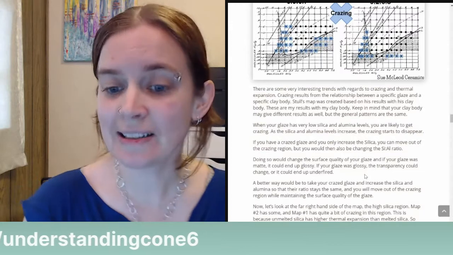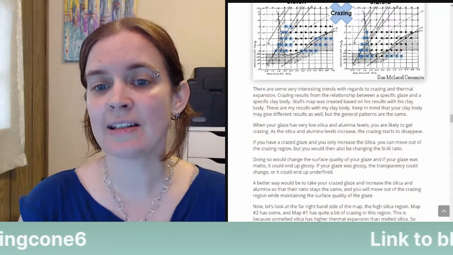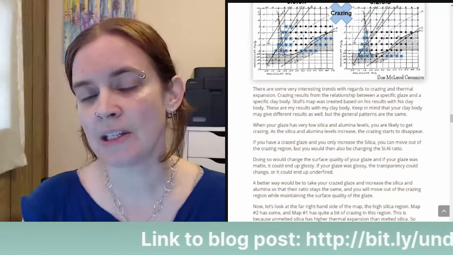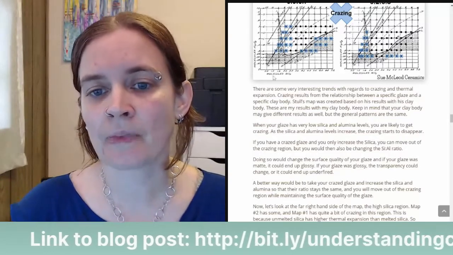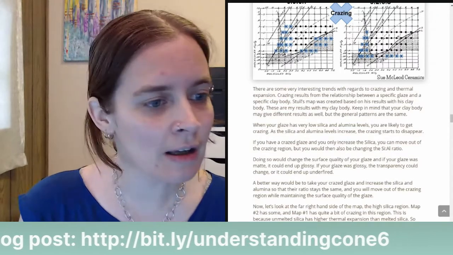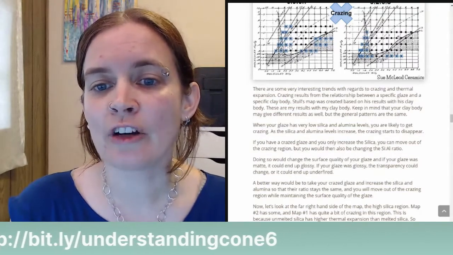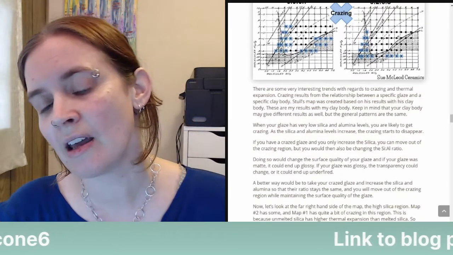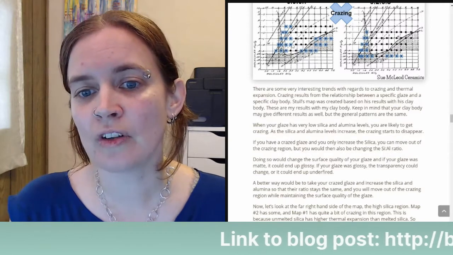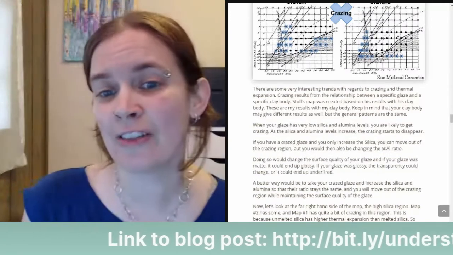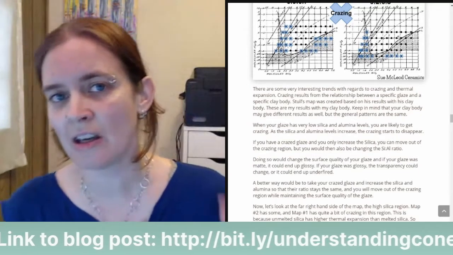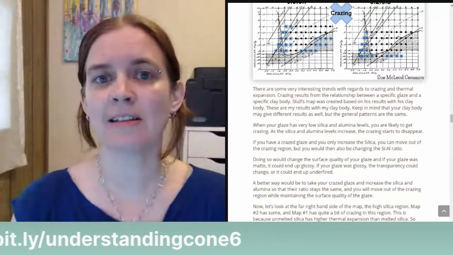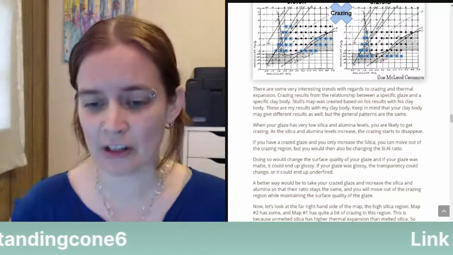If you have a crazed glaze and you only increase the silica, you can move out of the crazing region, but you would then also be changing the silica to alumina ratio. So say you're over here, hopefully you can see that. You could just add silica and you would move to the right on the chart, and you would move potentially out of the matte region and into the glossy region. So you don't want to change the surface quality of your glaze. You want to keep your glaze the same, but just get rid of the crazing.